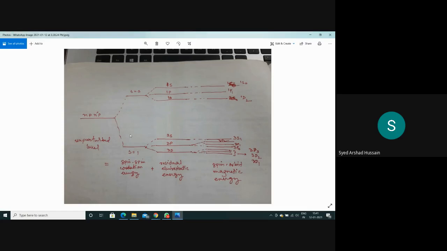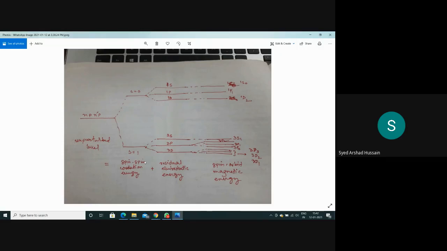First we considered the spin-spin correlation effect. According to this, the individual spins of the two electrons interact with each other and result in spin moments where S is equal to 1 and 0. According to LS coupling scheme theory, the highest S value will lie lowest, so the lowest S value has higher energy. So we take S equal to 0 at the top. This is unperturbed.